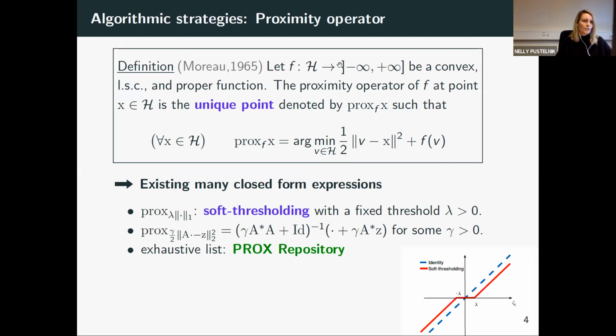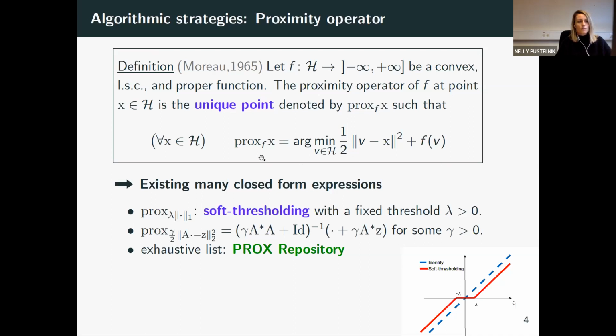So here is the definition. If you have a function f, which is a convex, lower semi-continuous and proper function, the proximity operator of f is the unique point denoted by prox f of x, minimizing this objective function.